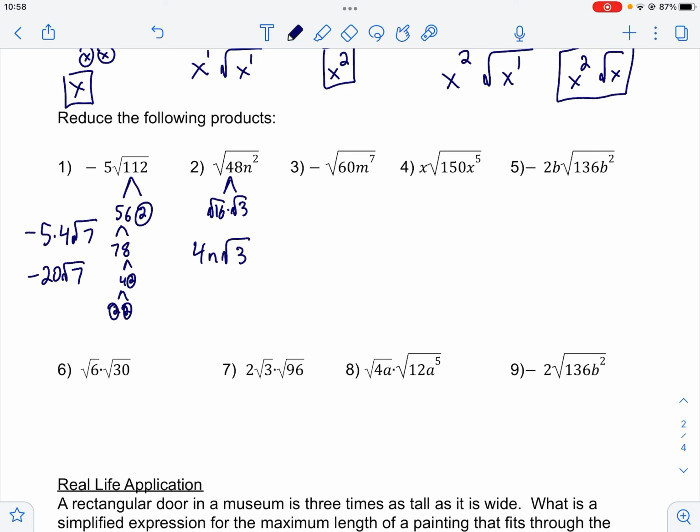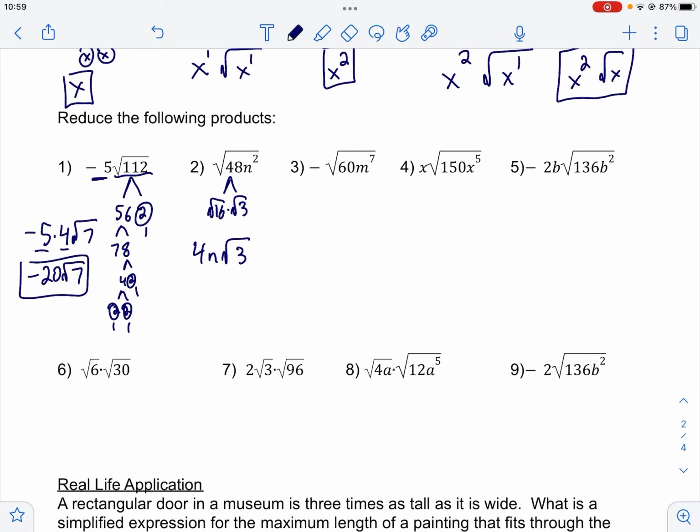All right, so for number 1, there's a couple ways to get there, but if you used prime factorization, you'd find there were 2 pairs of 2. If you did the largest square root, you would have noticed that 16 times 7 multiplies to get 112. So we can pull out either way 4. 4 times the square root of 7 is a simplified version of the square root of 112. There's already a negative 5 on the outside, so we'll have negative 5 times 4, giving us a final answer of negative 20 square root of 7.